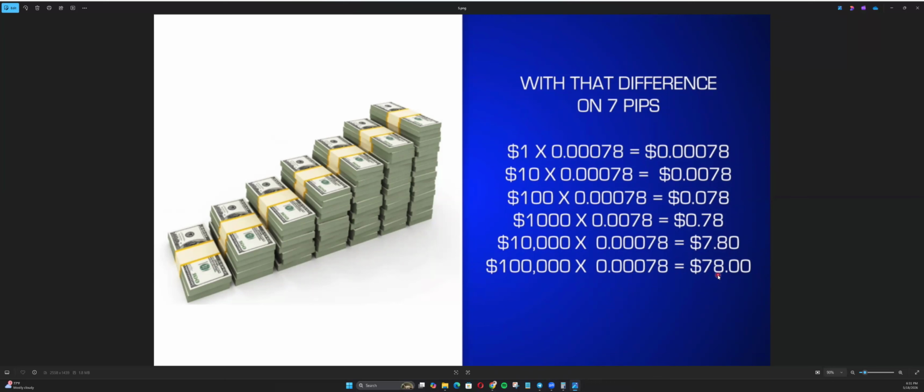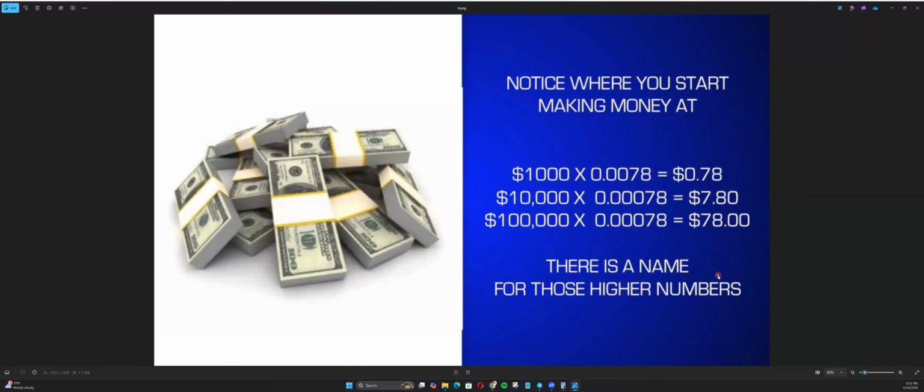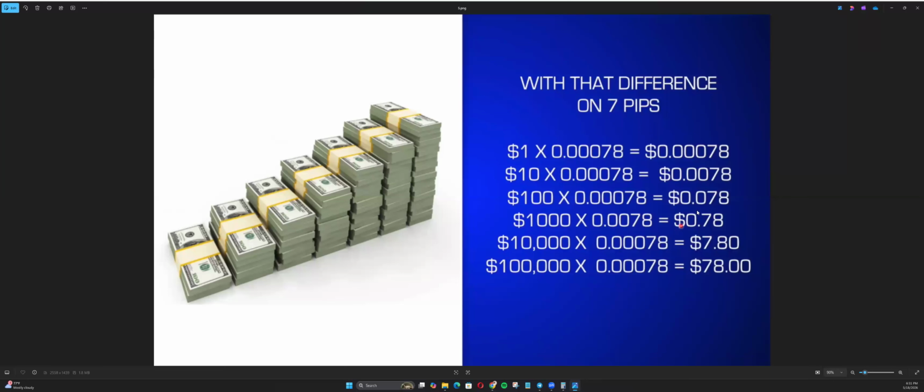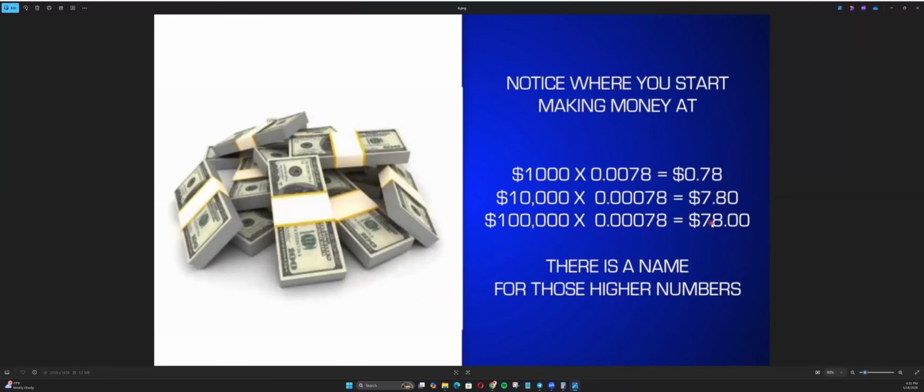Okay. So now let's go more deep. So notice where they start making money at. At this point, the money was not being made. It was not really a big figure. They started from 1,000. So 1,000 gave you 0.78 cents. So if you look at it, 1,000 gives you 0.78 cents, 10,000 gives you $7.8, then 100,000 gives you $78, right?